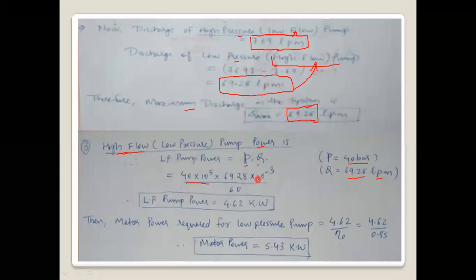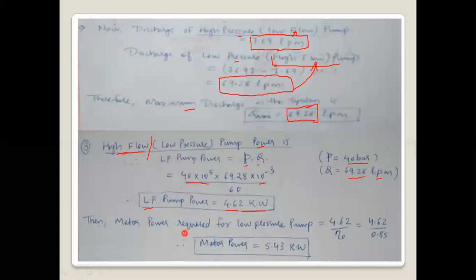So multiply 69.28 into 10 raised to minus 3. I am again converting it into meter cube per second, that's why I'm multiplying by 10 raised to minus 3 and dividing by 60. So the high flow pump power will be 4.62 kilowatt. You should come to know high flow means what? It is low pressure. So low pressure and high flow are both the same. Low pressure pump power is equal to 4.62 kilowatt.